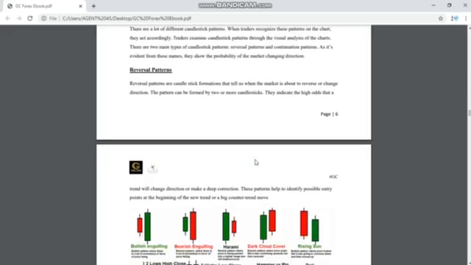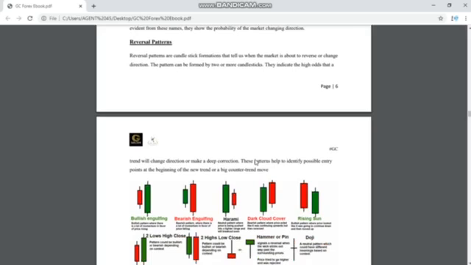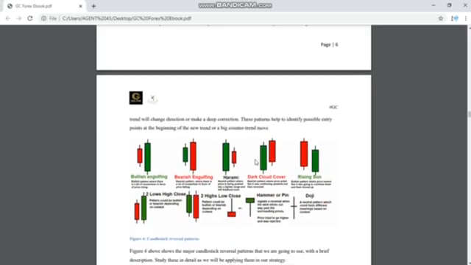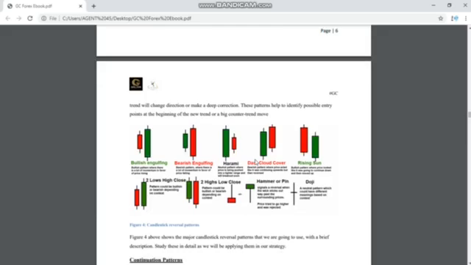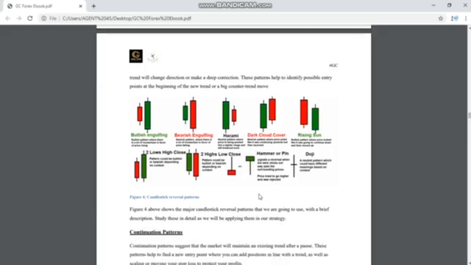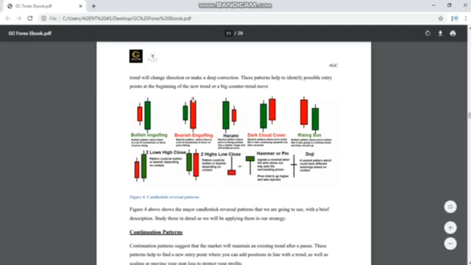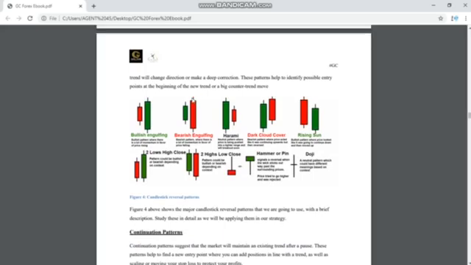So let's look at the reversal patterns. Reversal patterns are candlestick formations that tell us the market is about to reverse or change direction. The pattern can be formed by two or more candlesticks. They indicate the high odds that a trend will change direction or make a deep correction. These patterns help to identify possible entry points at the beginning of a new trend or big counter-trend move. So if you look at this here, these are the different types of candlestick reversal patterns.